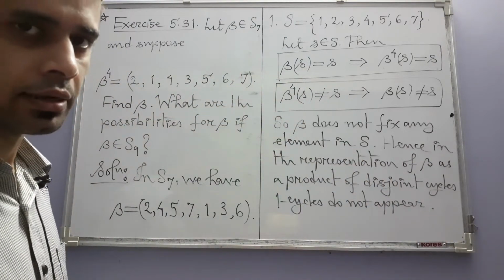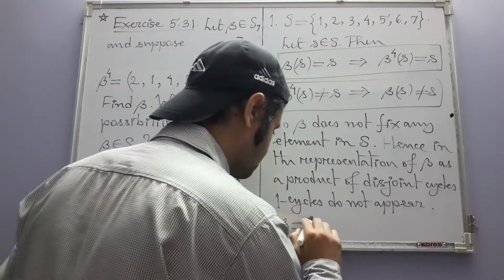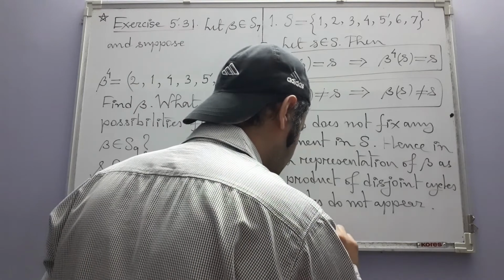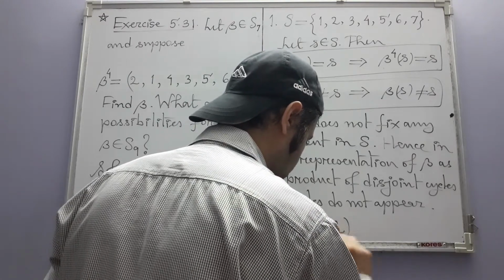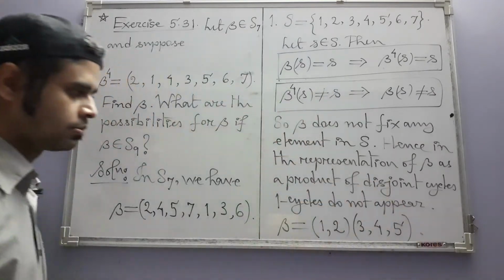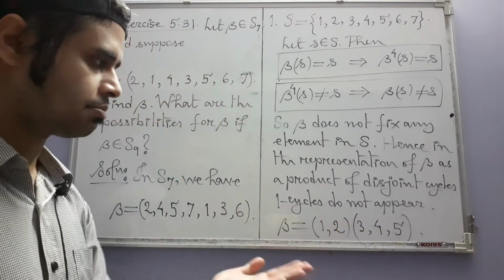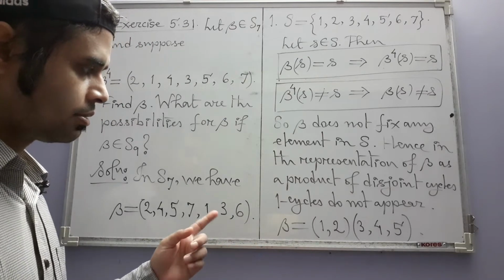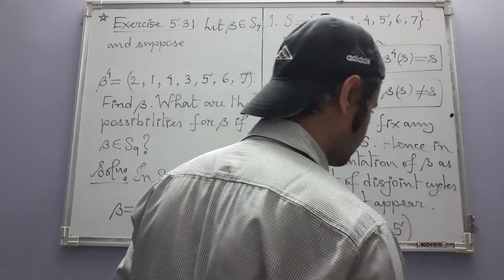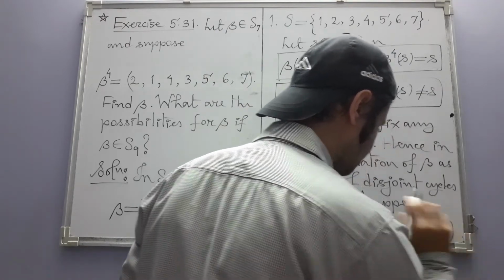When do we have one cycle? Say if your beta is this, beta is still coming from S7, okay? So if your beta is, for example, this, if this is beta, then clearly this is a representation of beta as a product of disjoint cycles. But we have one cycles here, which we normally do not write. Two one cycles we have. One of them is 6 and the other is 7.